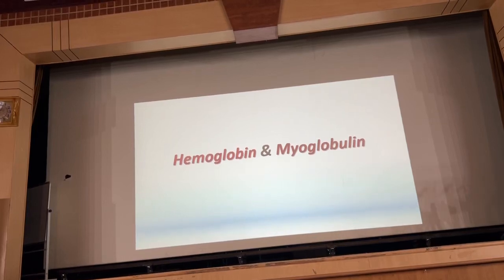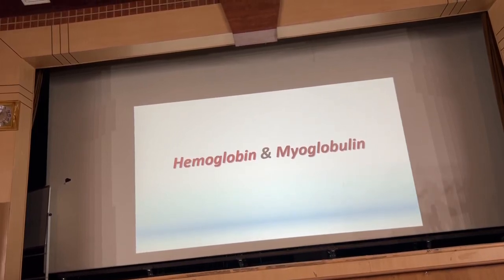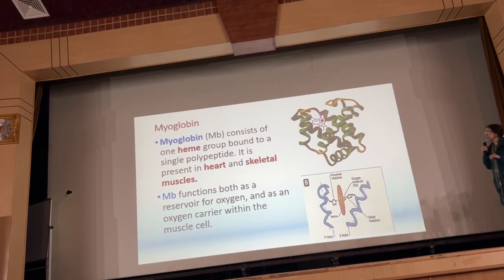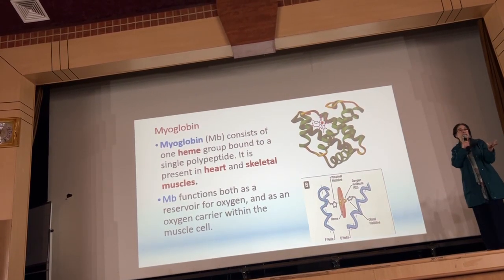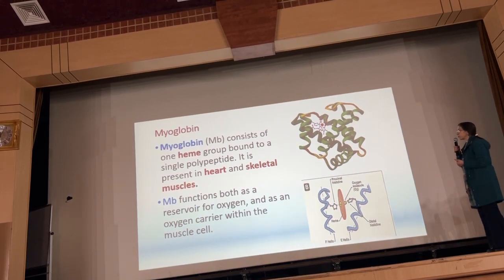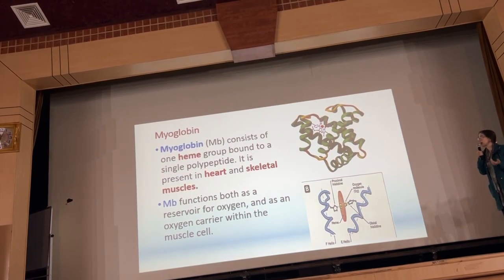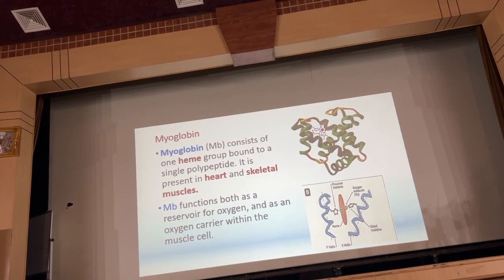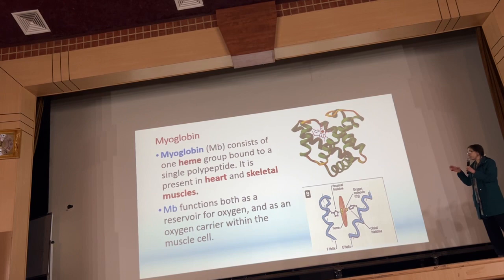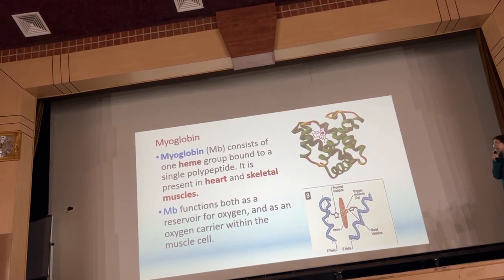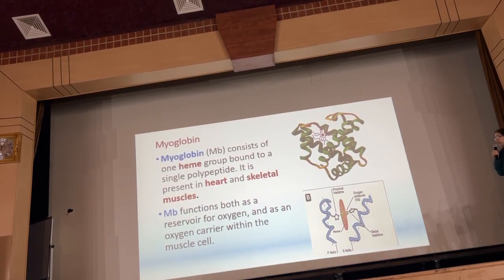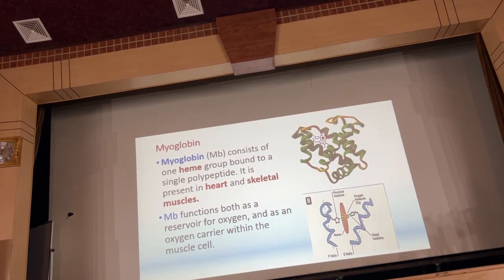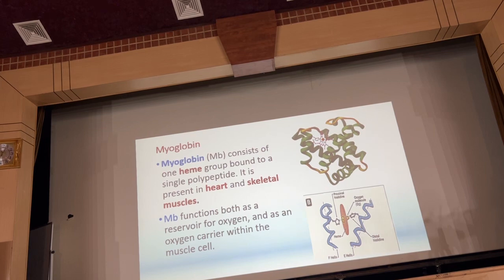In the second part of the lecture, I'm going to concentrate on hemoglobin and myoglobin. So myoglobin consists of a globin, the polypeptide chain, with a heme group. It exists in heart and skeletal muscles. Its function is to work as a reservoir, a storage, and the oxygen carrier protein in these tissues.